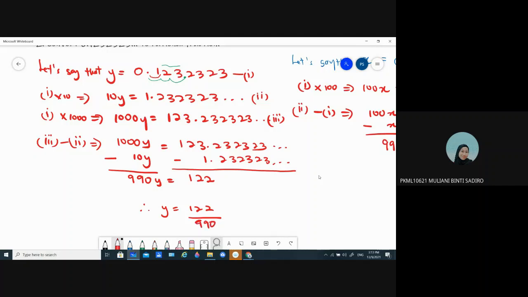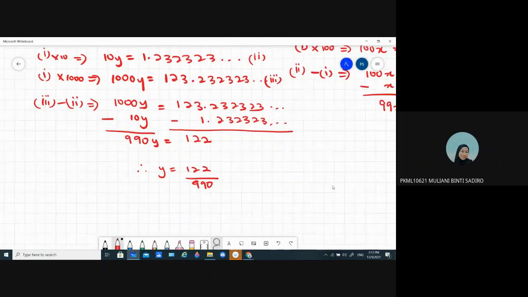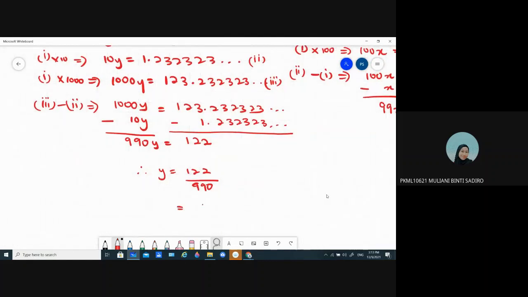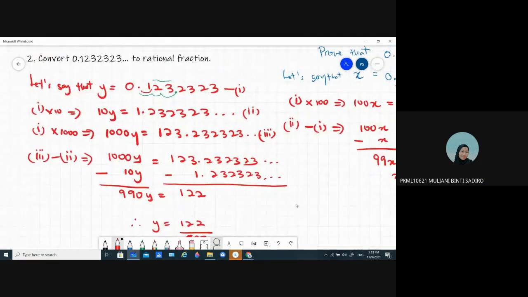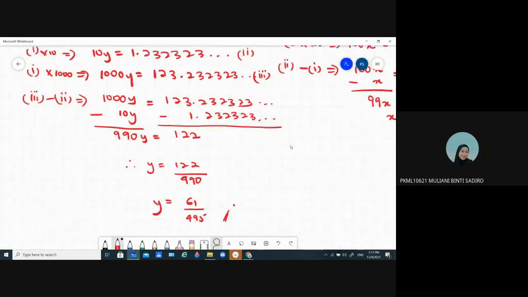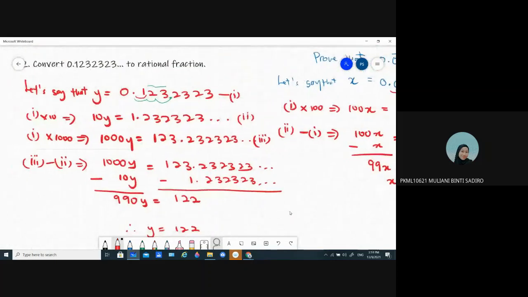Always simplify the fractions. So we need to simplify this and we would get 61 over 495. Okay, so we have written the number in the form of a fraction, a rational number. So when you are given this kind of question, first you must identify which numbers are repeating so that you know until where to move your decimal. And then you must also identify whether all the numbers are repeating or not.